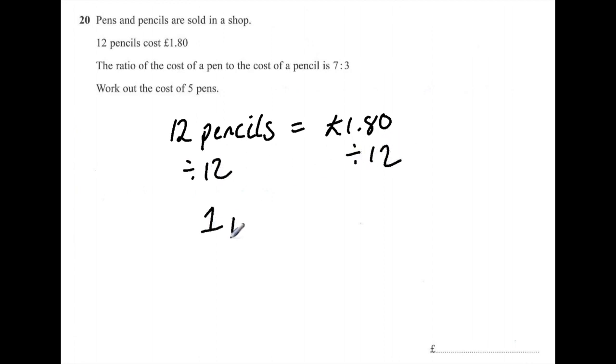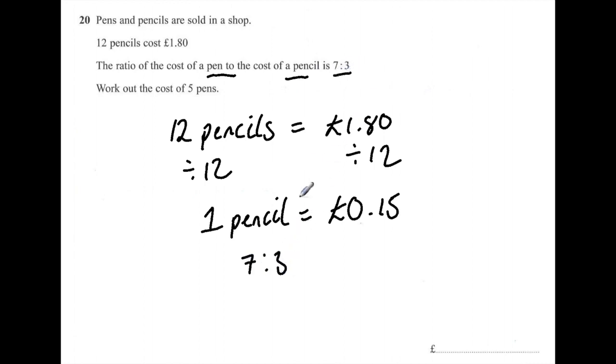So one pencil is equal to 15p. Now, if you look carefully at the question, it says the cost of one pen to the cost of one pencil is 7 to 3. So 7 to 3. I'm going to simplify the ratio by dividing both the numbers by 3 so I can find the cost of one pen. So divide this side by 3 and divide this by 3. What we have is 7 over 3 to 1.